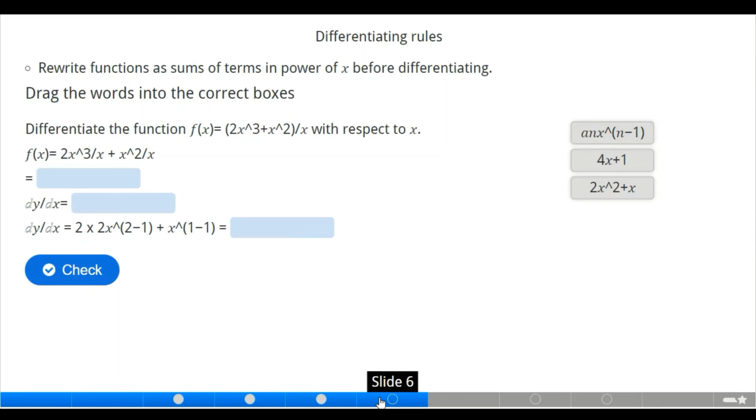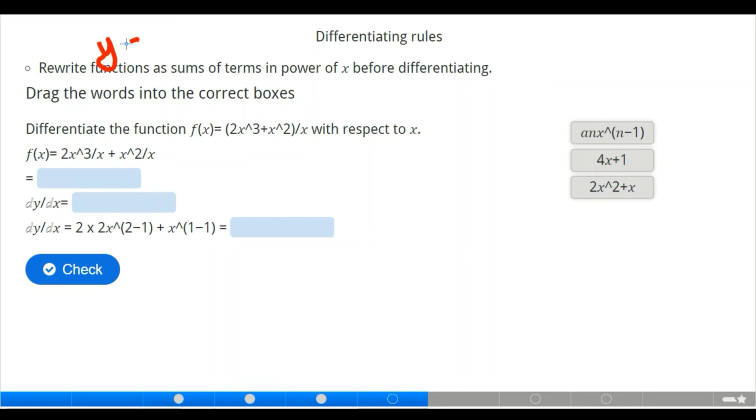Rewriting functions as a sum of terms in powers of x before we differentiate. So when we have a function that has either a denominator or numerator, what we just need to do is that we try as much as possible to rewrite those functions as a sum of terms. So we are going to be solving this class activity here. Okay, we have to differentiate the function f of x equals 2x raised to the power 3 plus x raised to the power 2 all divided by x with respect to x.